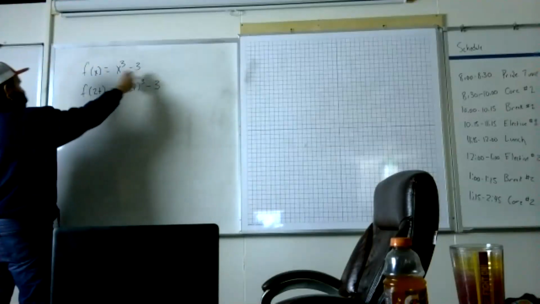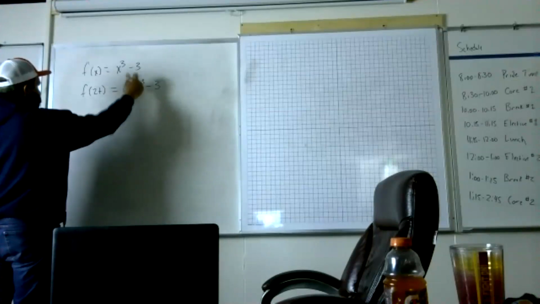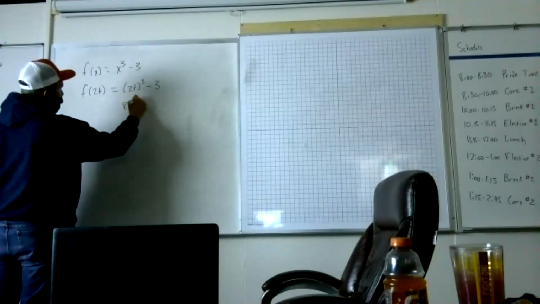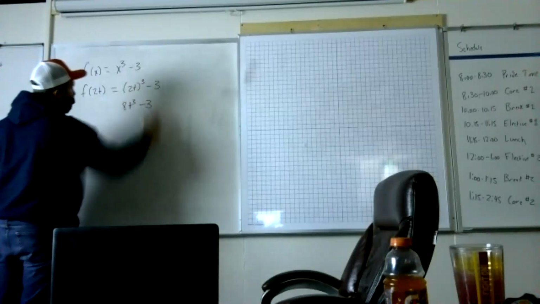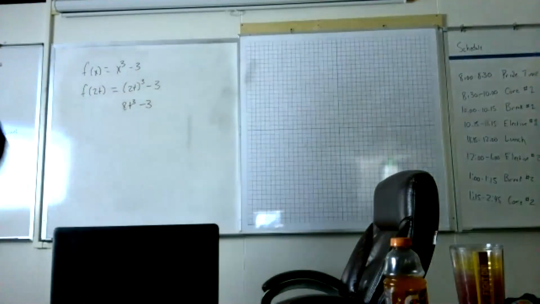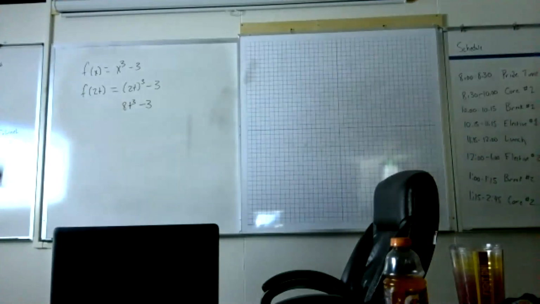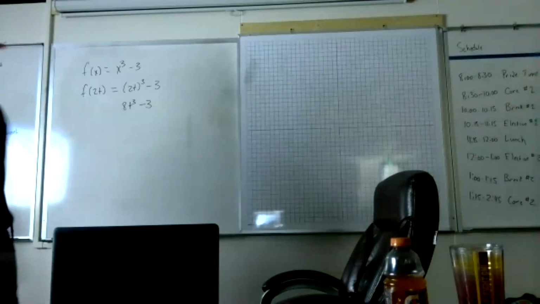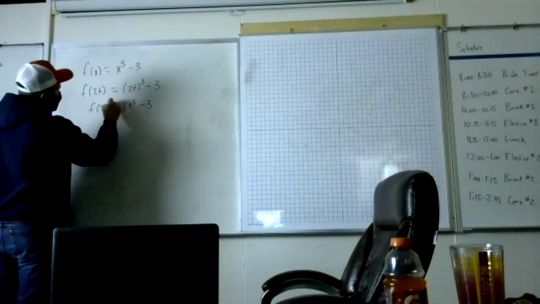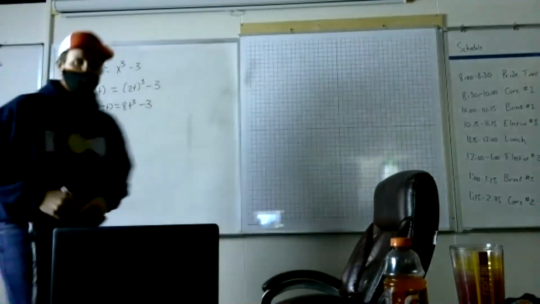Okay, this cube applies to both terms on the inside of the parentheses. So 2 cubed is 8. T cubed is just t cubed minus 3. Here, are there any other like terms that I can combine? Are there any other areas where I see t cubed? The answer to that's no. So this is the simplest form that I can put it in. So f of 2t is equal to 8t cubed minus 3.